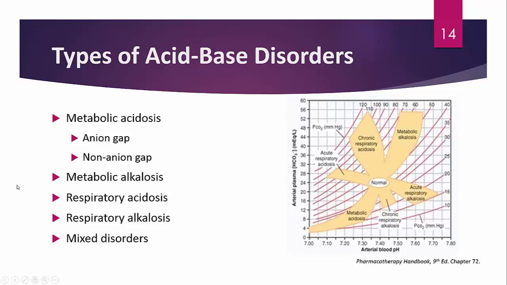So taking that terminology that we just talked about, now we'll list the different types of acid-base disorders that exist. Those are metabolic acidosis, which is subdivided into anion gap and non-anion gap, and we'll discuss what those are in a moment. Metabolic alkalosis, respiratory acidosis, respiratory alkalosis, and then we also have something called mixed disorders, which can be combinations of any of the above disorders: metabolic acidosis, metabolic alkalosis, respiratory acidosis, or respiratory alkalosis.